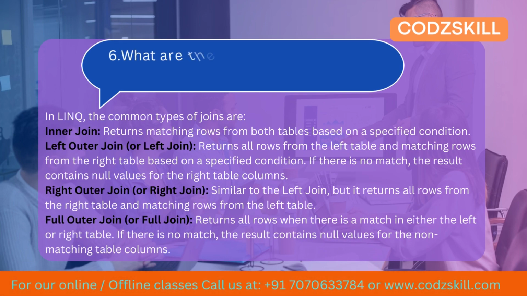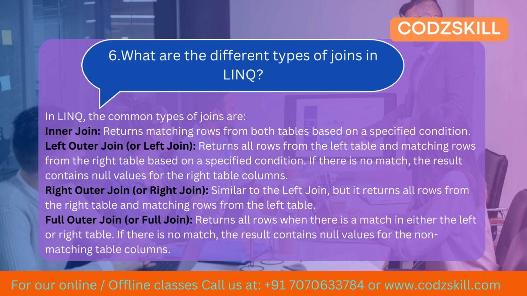6. What are the different types of joins in LINQ? In LINQ, the common types of joins are: inner join, which returns matching rows from both tables based on a specified condition; left outer join, or left join, which returns all rows from the left table and matching rows from the right table based on a specified condition. If there is no match, the result contains null values for the right table columns.